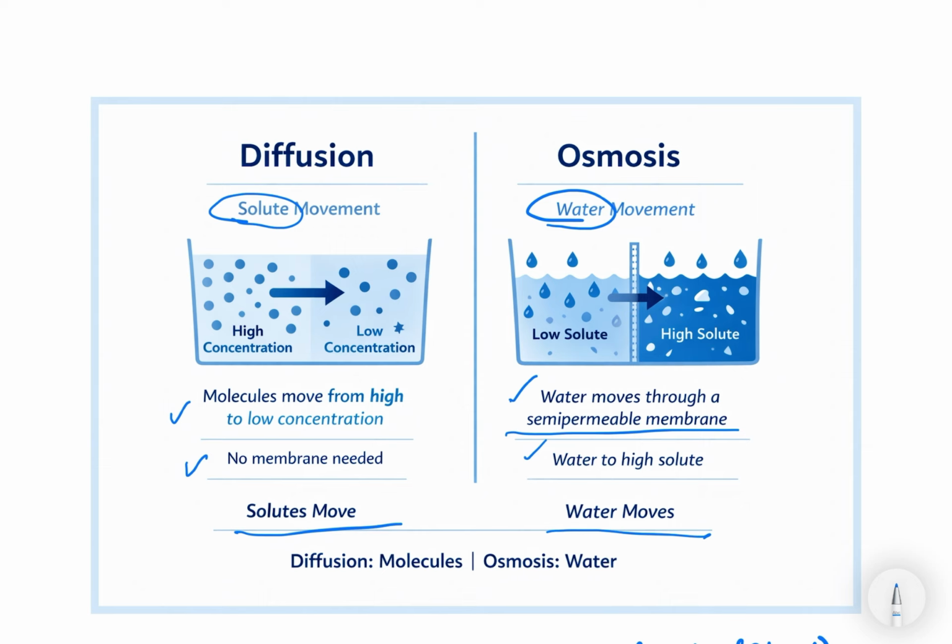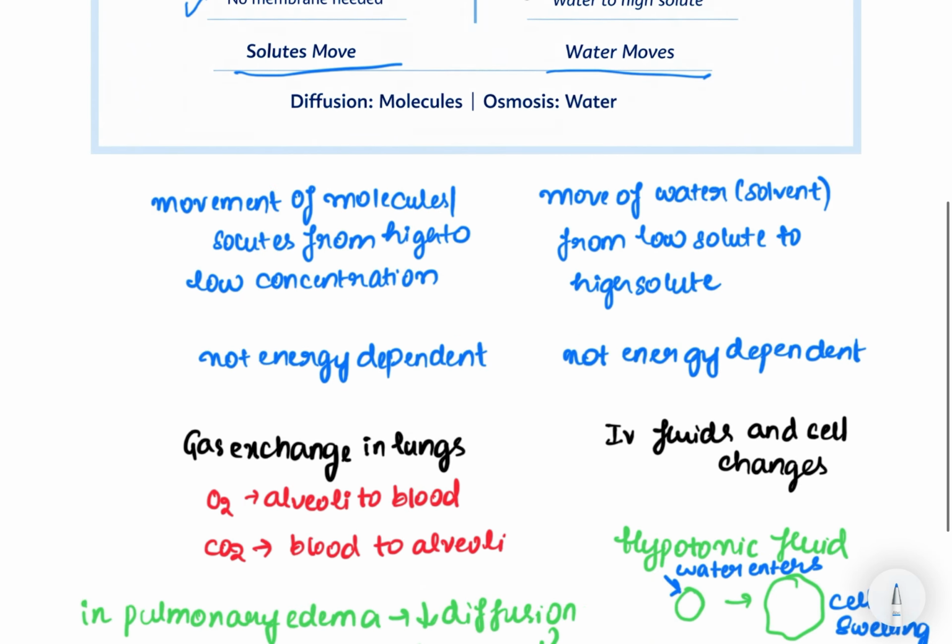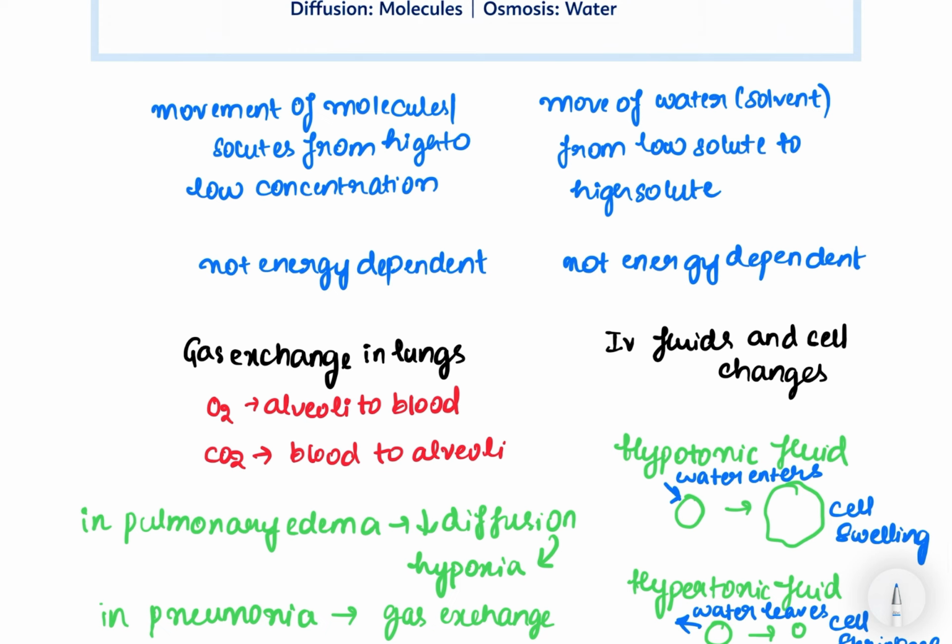So for an example, if we take high salt concentrated water and low salt concentrated water, here the water moves from low salt concentrated water to high salt concentrated water, and if the solute moves, it moves from high salt concentrated water to low salt concentrated water. So both these processes are not energy dependent.